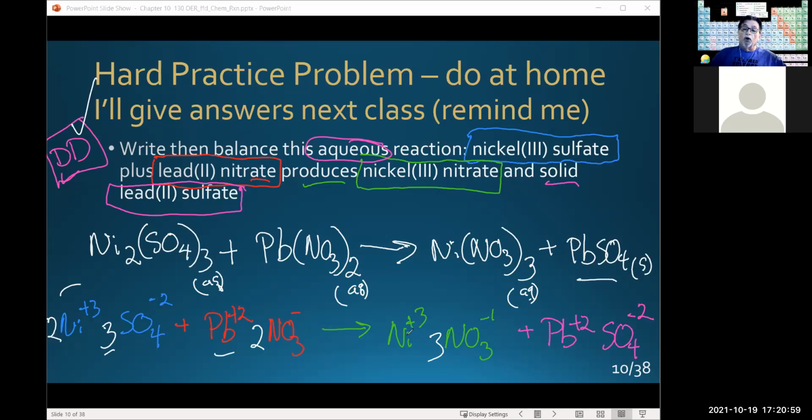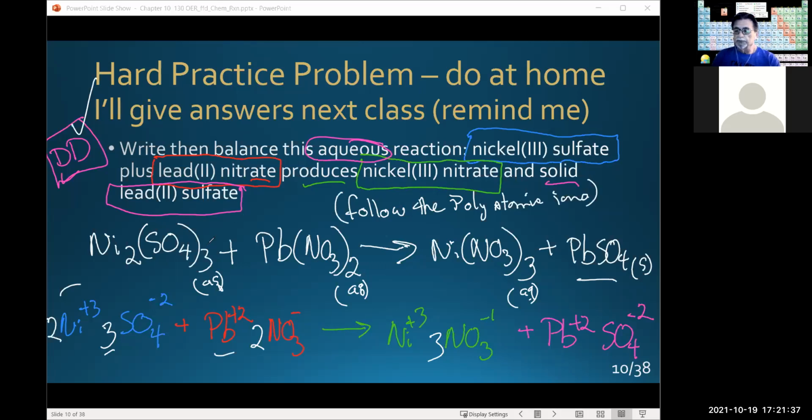Okay, ladies and gentlemen, we've got the formulas put together properly with the correct number of ions for each one. Once that's done, we've got the physical states set in. Now we've got to balance it. Now, here's the deal for double displacement reactions. Follow the polyatomic ions.